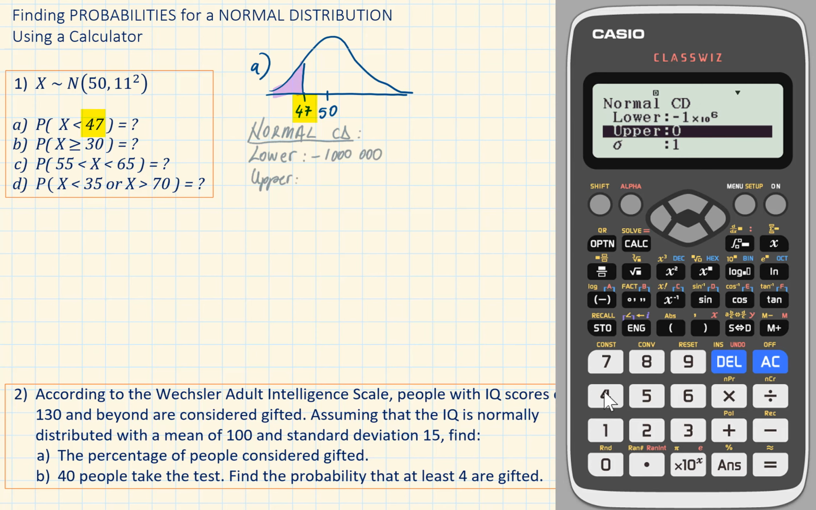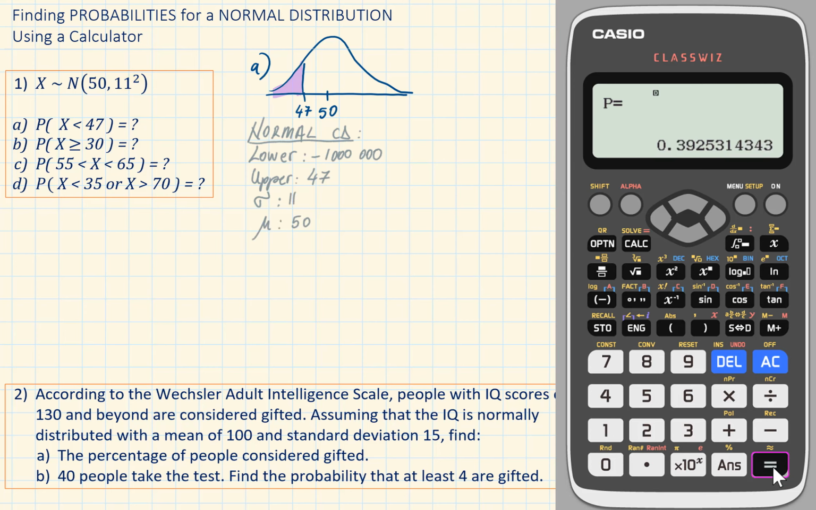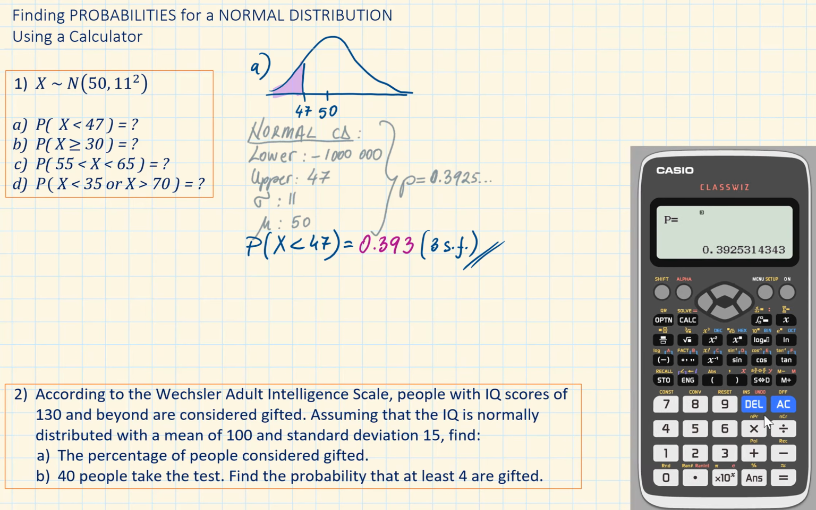For the upper, we type in 47. For the standard deviation sigma, we type in 11. And for the mean mu, we type in 50. When we press equal, we get the probability that we are looking for, which is 0.393 to 3 significant figures.